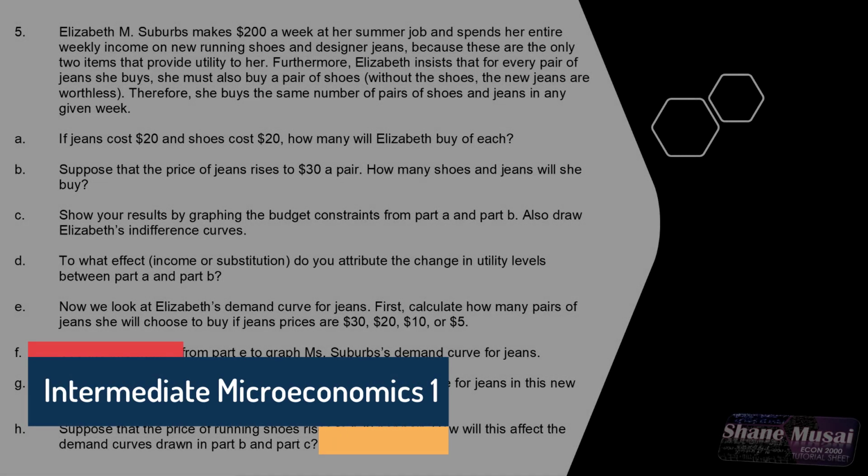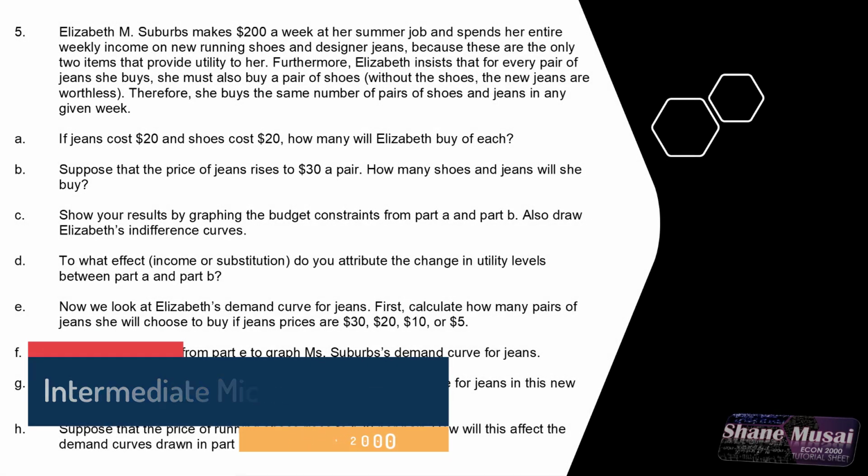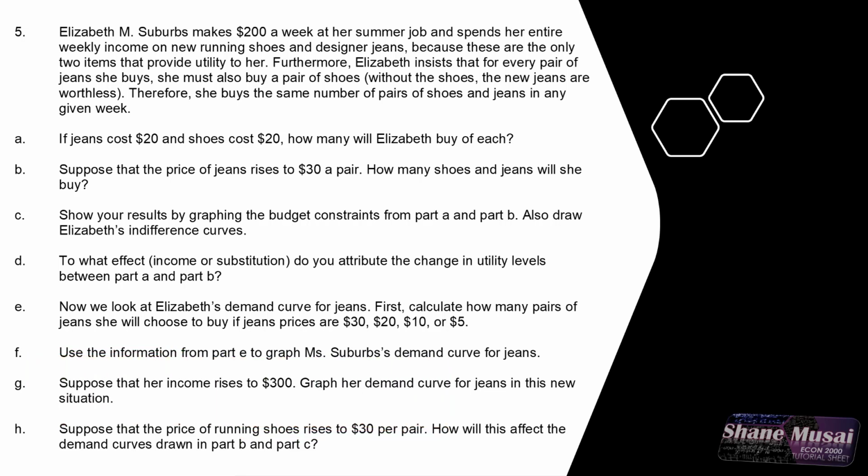We are here now at question 5. And question 5 says, Elizabeth makes $200 a week at her summer job and spends her entire weekly income on two products, running shoes and designer jeans, because these are the only two items that provide utility to her. Furthermore, Elizabeth insists that for every pair of jeans she buys, she must also buy a pair of shoes.